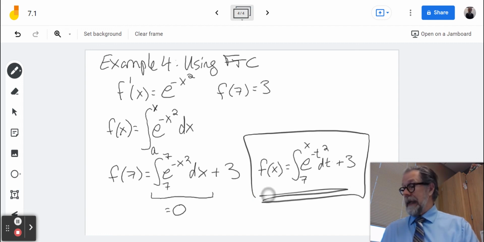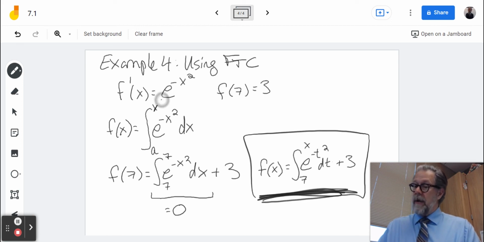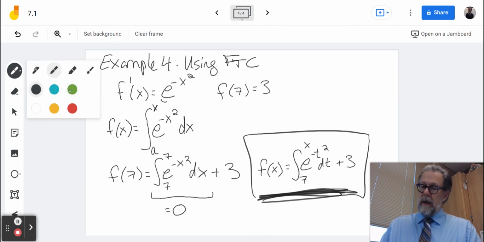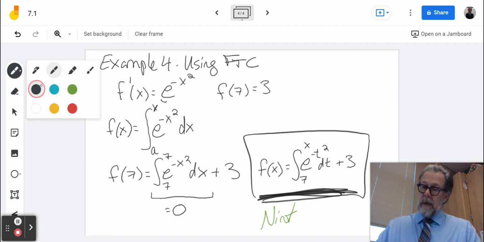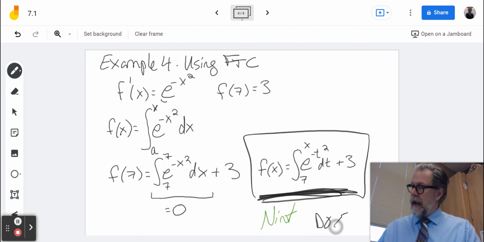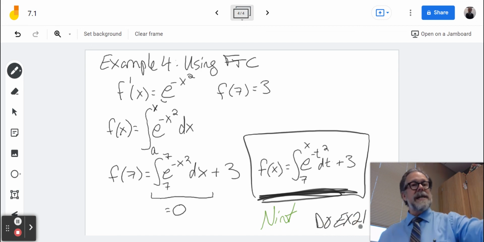And in fact, like I said, this is the only way we can do this one. We don't have an antiderivative for e to the negative x squared. It's just one of those weird functions. But if we want a specific value, now we can jump into our calculator and we'll just plug that into the calculator and find a value of the function at any given point. All right. My students, go ahead and do exercise 21.